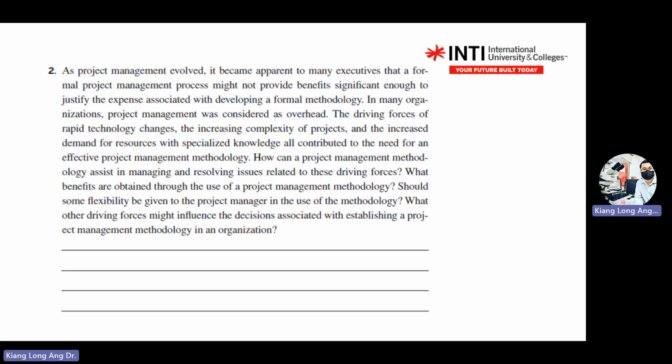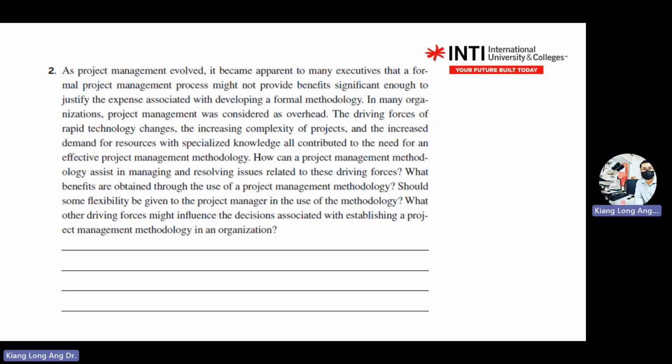So as project management evolved, it became apparent to many executives that a formal project management process might not provide benefits significant enough to justify the expenses. Right. So this one deals with the expenses. So it brings out the cost already. Right. In many organizations, project management was considered as overhead. In chapter 5, later we will go into the calculation of overhead, right?